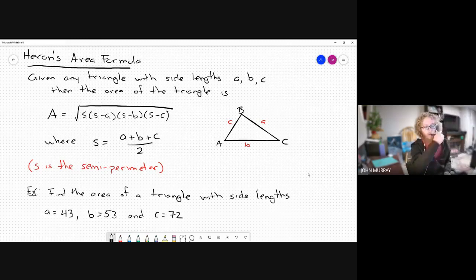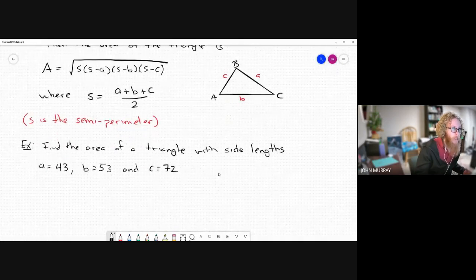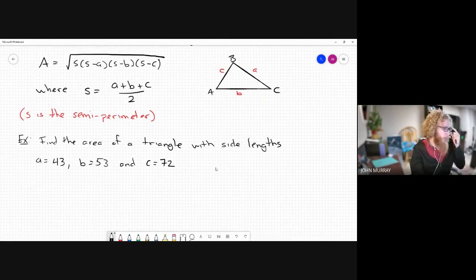Okay, so we're going to find the area of a triangle with side lengths A is 43, B is 53, and C is 72. So we got some large numbers here, so we will probably end up with a fairly large area, so don't get thrown off by that. The first thing we want to calculate is S. We can't do anything with the area formula without S.